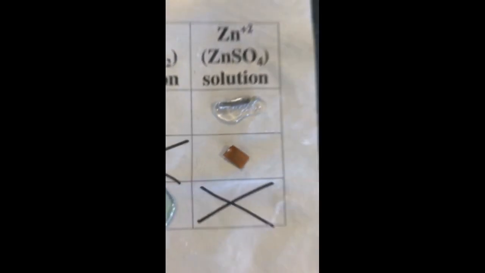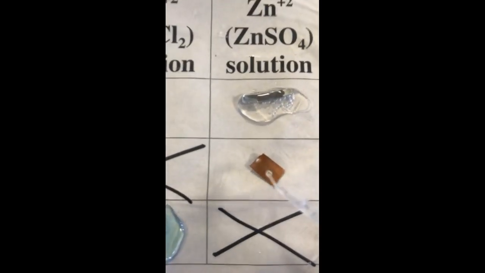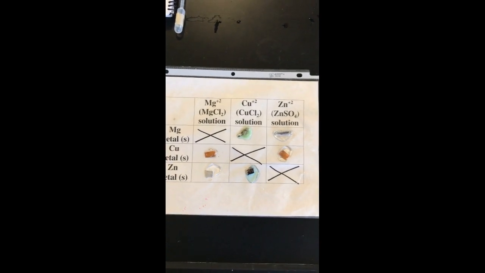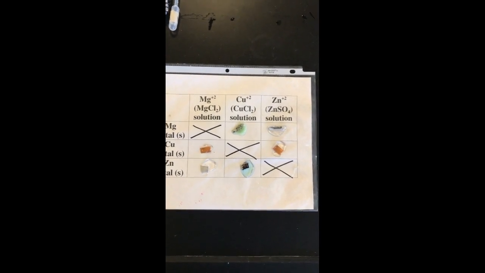Now let's see if copper reacts with our zinc solution. Anything? Nothing. Well, there you have it, people. Our reactions: three of them reacting, three of them not.